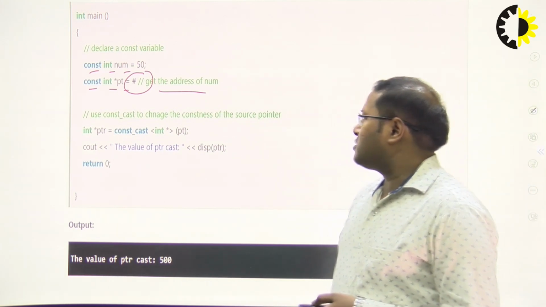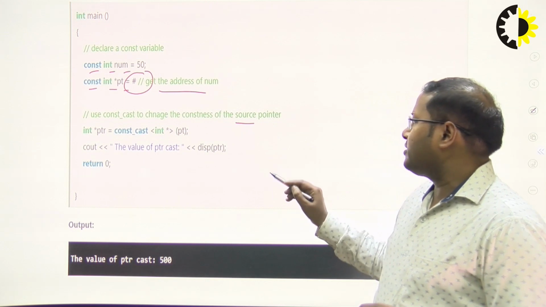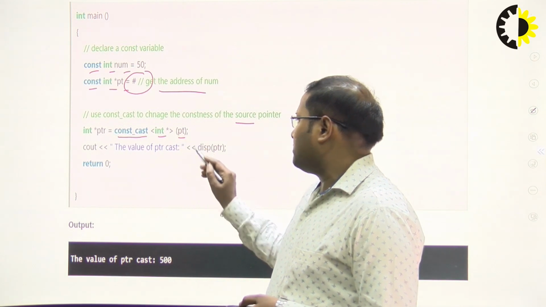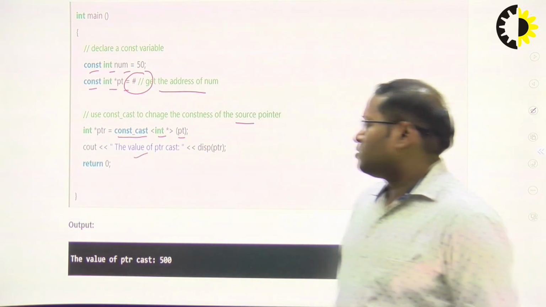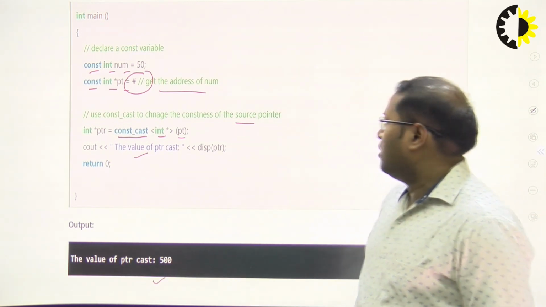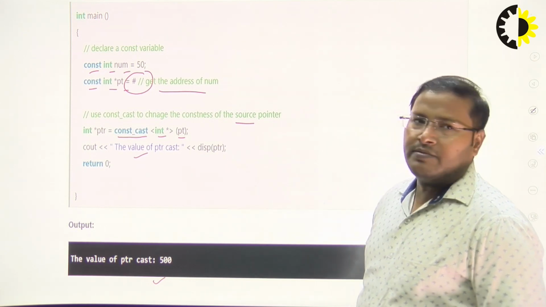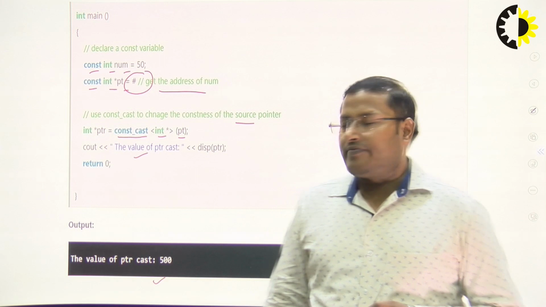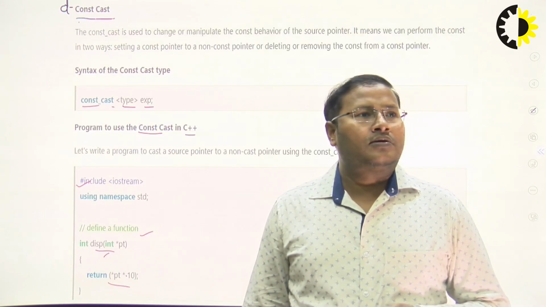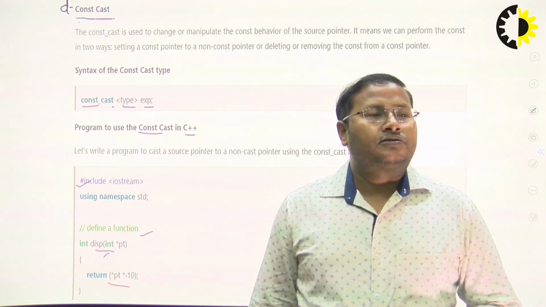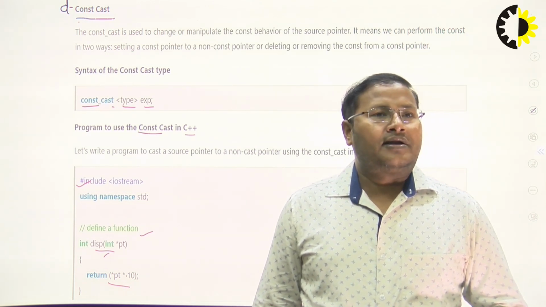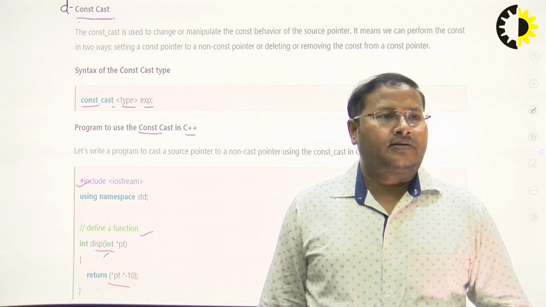Now we use const_cast to change the contents of the source pointer. int *ptr = const_cast<int*>(pt), and cout the output, and the output of this code will be the value of the ptr cast is equal to 500. The 50 will be multiplied by 10 and the value will become 500. So this will be the output due to const_cast. So this is all about the typecasting and explicit type conversion using the cast operator.